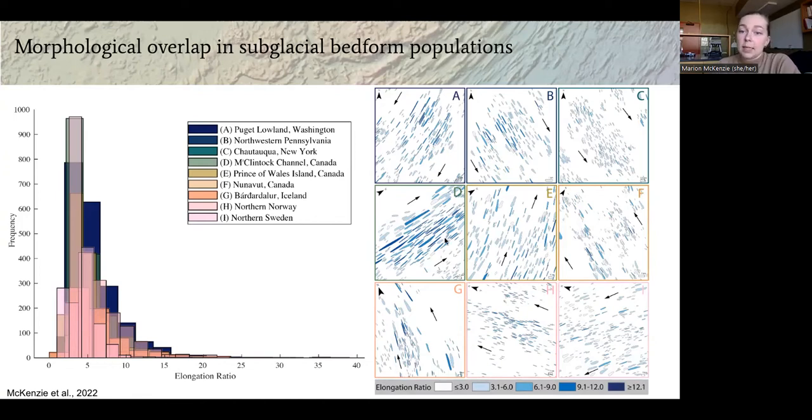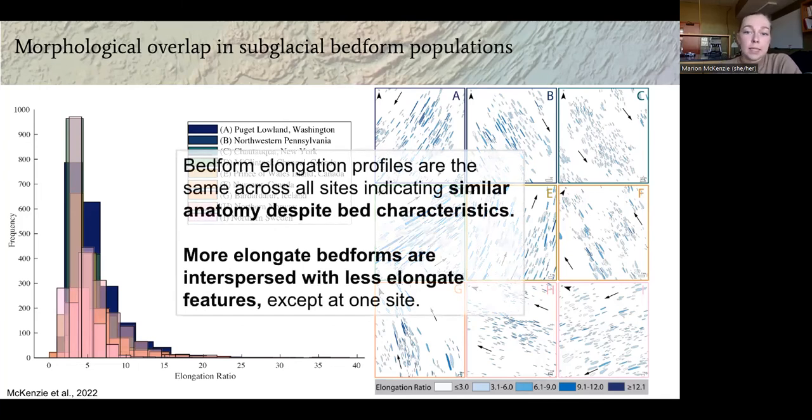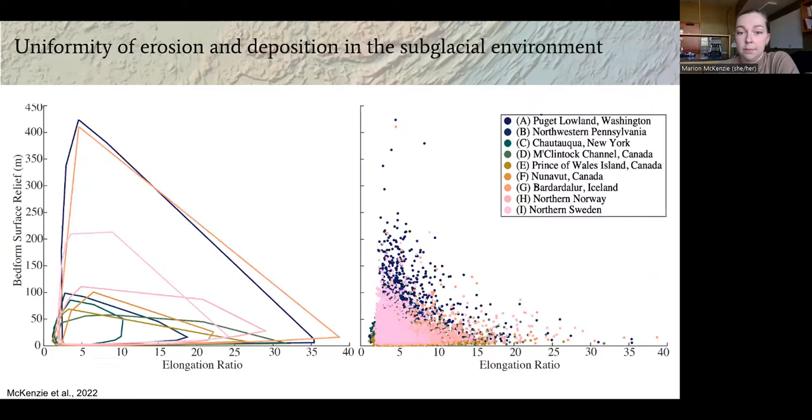that happens at all sites except for McClintock Channel at D, where we have high streaming or highly elongate bedforms in the center of an ice stream region and less elongate bedforms on the margins, indicating that the margins are probably experiencing more frictional resistance than the innermost high velocity ice flow itself. And so again, we see that elongation profiles are telling us that all sites indicate similar anatomy despite bed characteristics, and more elongate bedforms are interspersed with less elongate features except for that one site.